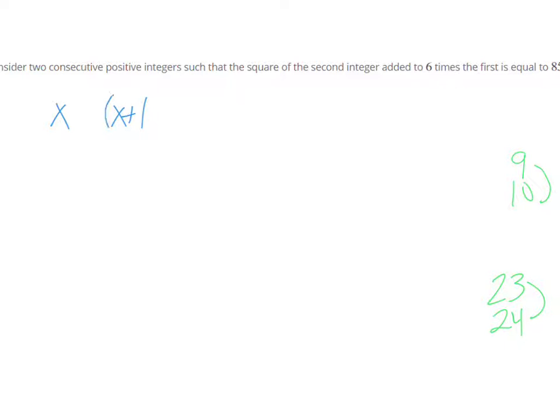Okay, 2 consecutive positive integers, such that the square of the second integer, ooh, this is lengthy, sorry. The square of the second one, so that's what I'm going to have to do there, added to 6 times the first one. I got to take this one times 6. Is equal to 85. All right, it's a little messier. Let's do this x plus 1 squared business.